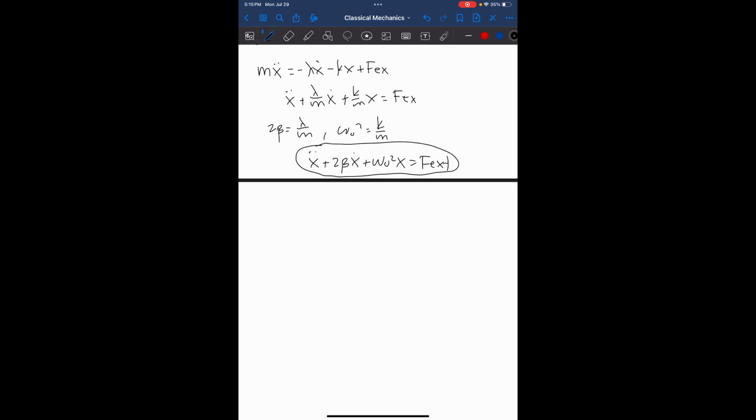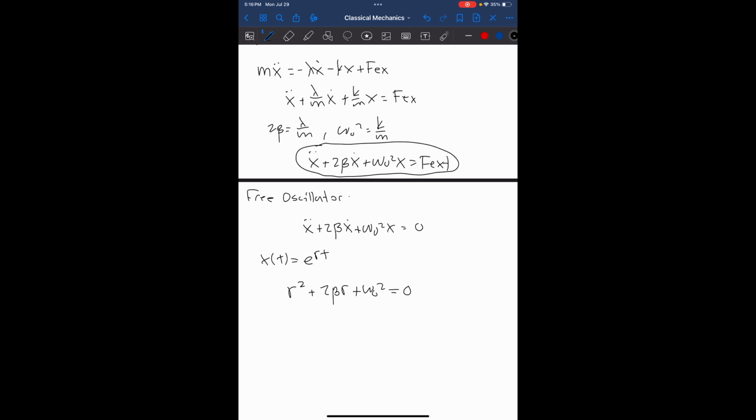So when the driving force is equal to 0, this is called a free oscillator. And the equation of motion is x double dot plus 2 beta x dot plus omega naught squared x is equal to 0. Now to solve this differential equation, what we're going to do is guess that x as a function of time is going to be written as some exponentials, or a pair of exponentials, because this is a second order equation. Plugging this in and dividing out by e to the rt, we're going to get r squared plus 2 beta r plus omega naught squared is equal to 0.